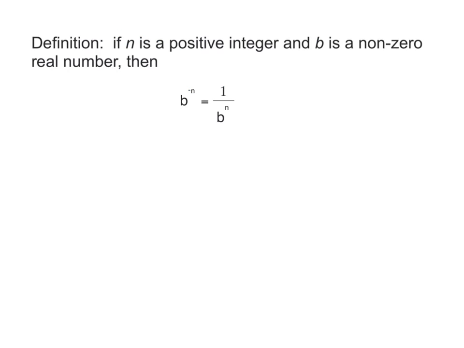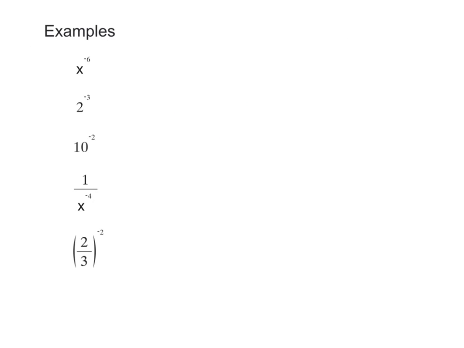Next thing we're going to look at is a new definition, and this is a definition of a negative exponent. When you see a negative exponent, what that really means is it's a fraction. So b to the negative n is the same thing as 1 over b to the n. Very important property. So let's look at some examples like this. This is going to be the main focus of this lesson. So x to the negative 6th is the same thing as 1 over x to the 6th.